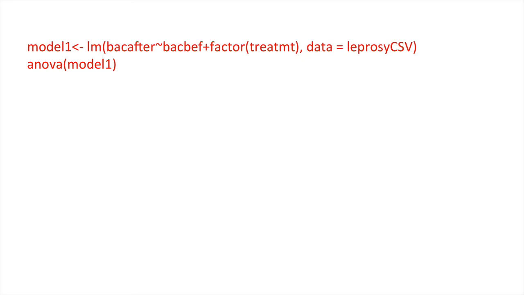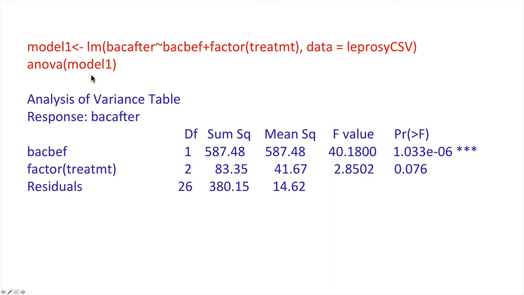So here's the type of model that we'd be fitting in an analysis of covariance. There's the bacillus after related to the bacillus before, and just because we've coded treatment as 1, 2 or 3, and to ensure that R treats it as a categorical factor rather than a covariate, we're saying factor here, and this is where the data are coming from, and this is what the output is of a fitted general linear model.